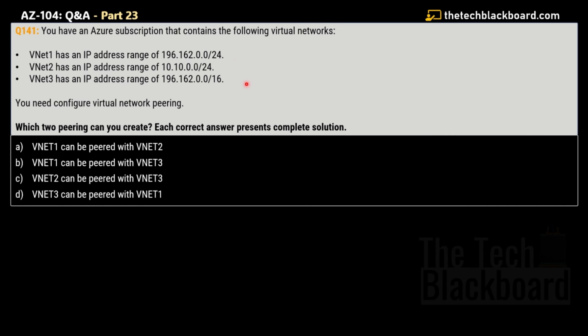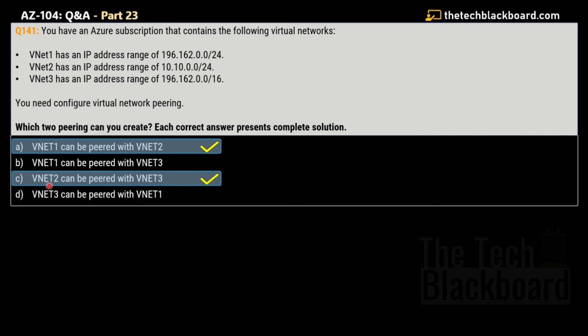Now friends, it's very important to understand that whenever you're doing VNet peering, always keep in mind that peering only happens between IP address ranges without any overlap. Based on that understanding, let's check out the correct options. Firstly, option A, VNet 1 can be paired with VNet 2. And then the next correct option is option C, VNet 2 can be paired with VNet 3. The reason is the same as I just told you: peering can only happen between address spaces that have no overlap.